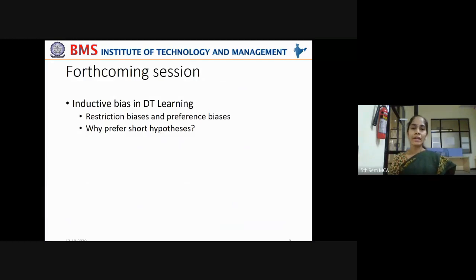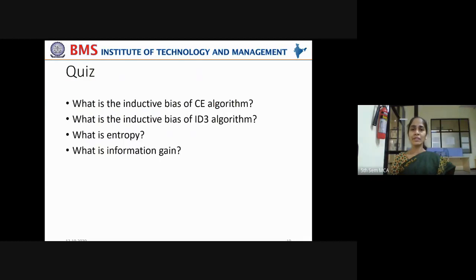Now in the next class, we'll see what restriction bias and preference bias are. Again, in inductive bias, there are two types, restriction bias and preference bias. So how do we select which one to consider? And why prefer only short hypotheses? Why not go for long hypotheses? Under that, we are going to see the definition given by Occam's razor, the theorem prescribed by Occam, why we need to prefer only short hypotheses. These two we'll see in the next class.